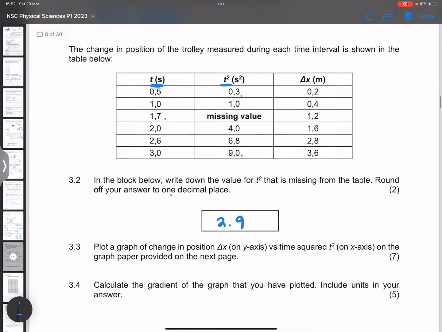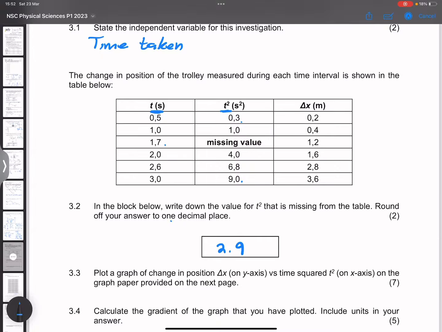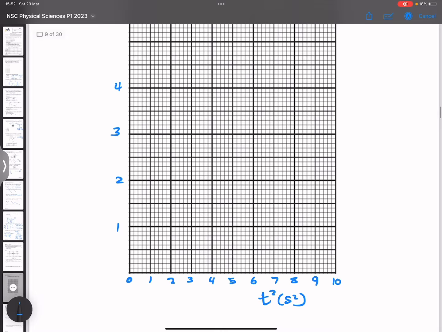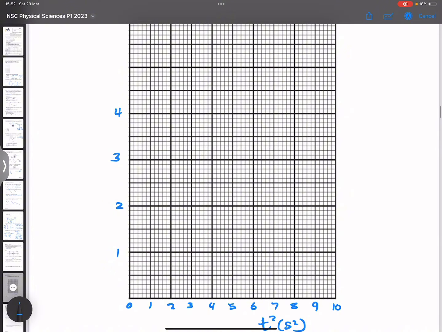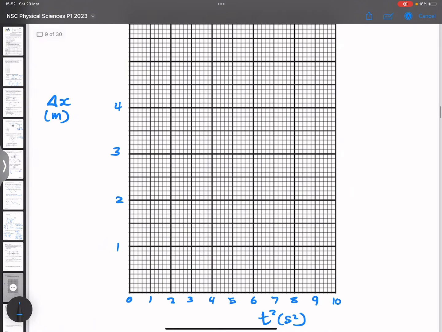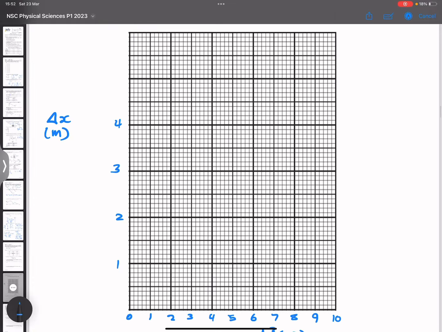And then for my y-axis, which is my delta x, it moves from 0.2 to 3.6. So let's see a scale that we can choose. If we said this is 1, 2, 3, 4, it would definitely be more than half, so I'm going to go with that. So this is change in position, and this is in meters. Now, ladies and gents, it's very important when you do these types of graphs that you plot the axes as accurately as possible. I'm going to do 2, and after that I'm just going to skip so that you get the gist of it.